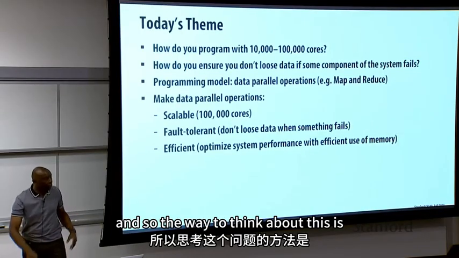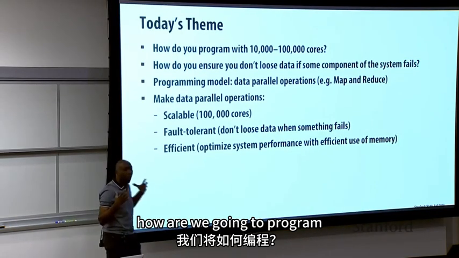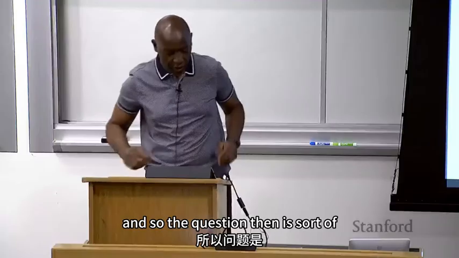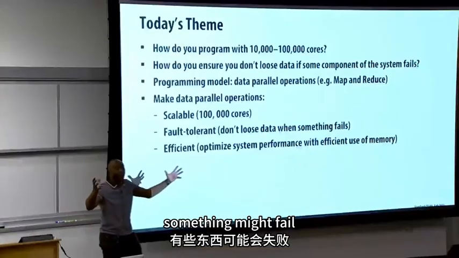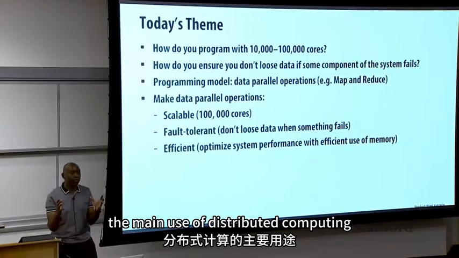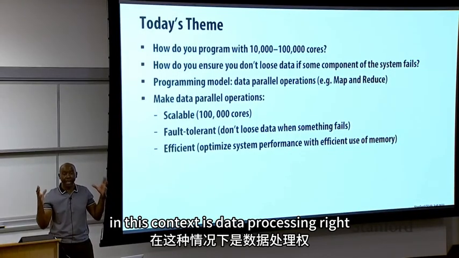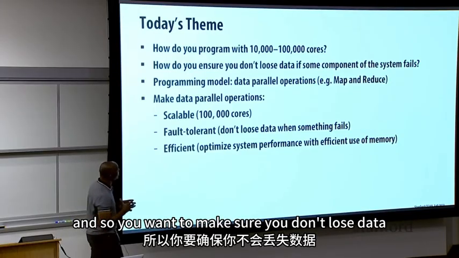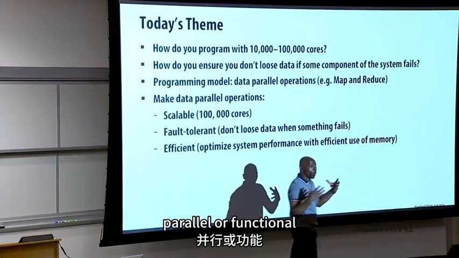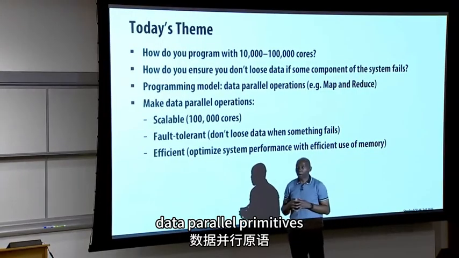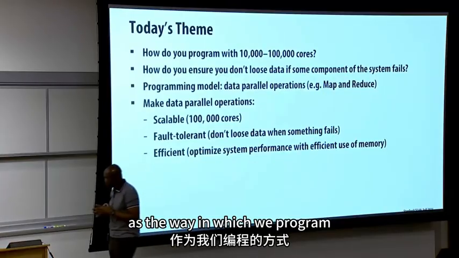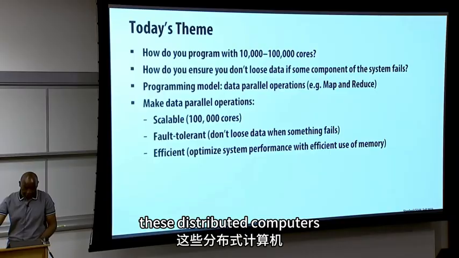And so the way to think about this is, how are we going to program hundreds of thousands of cores? And the question then is, something might fail, and you want to make sure that you don't lose data, especially since the main use of distributed computing in this context is data processing. So we're going to revisit this whole idea of data parallel or functional data parallel primitives as the way in which we program these distributed computers.